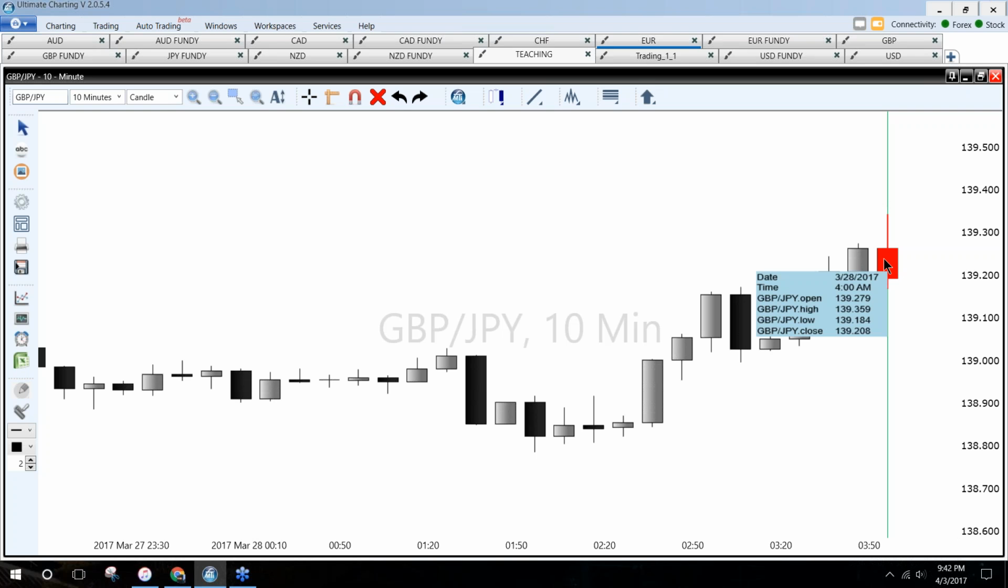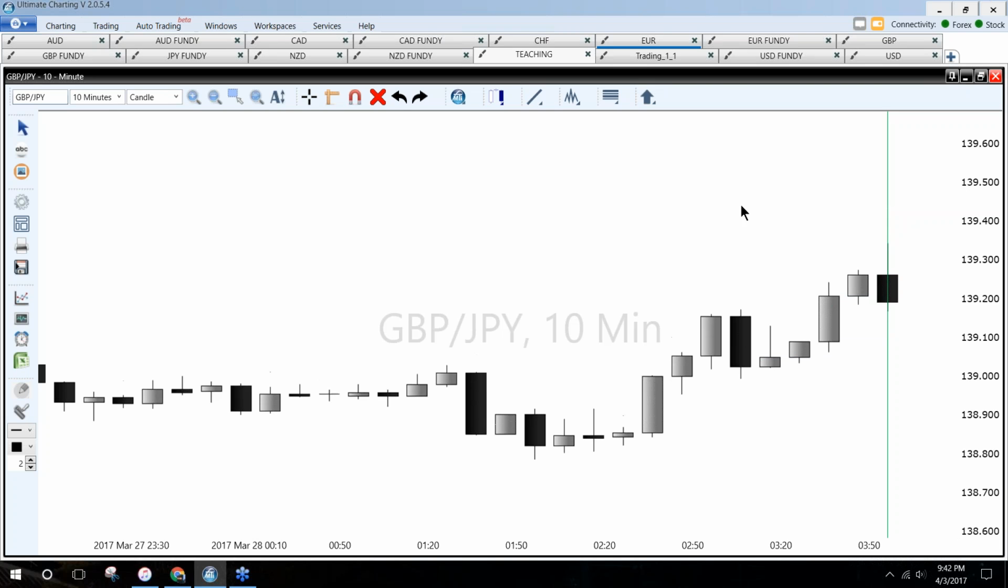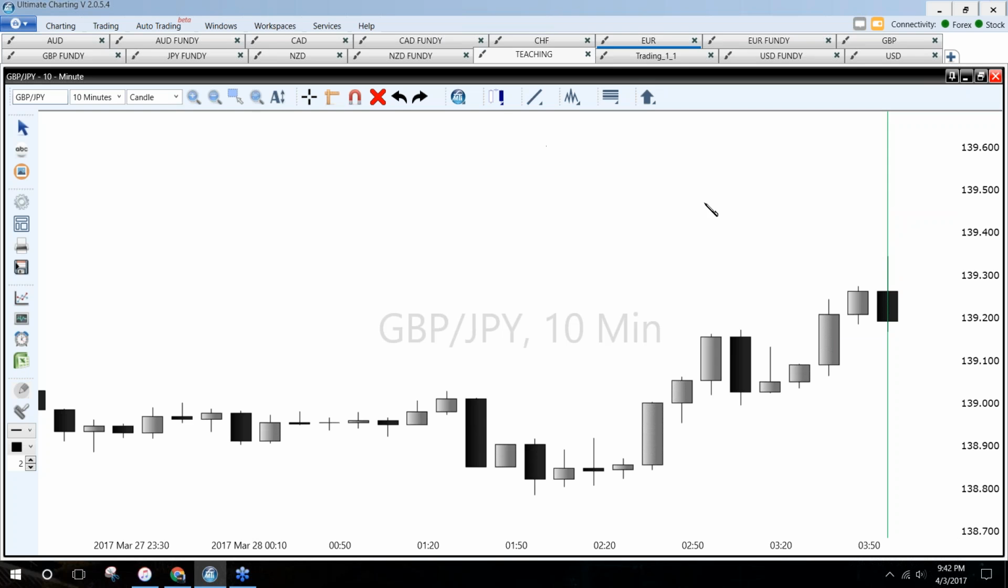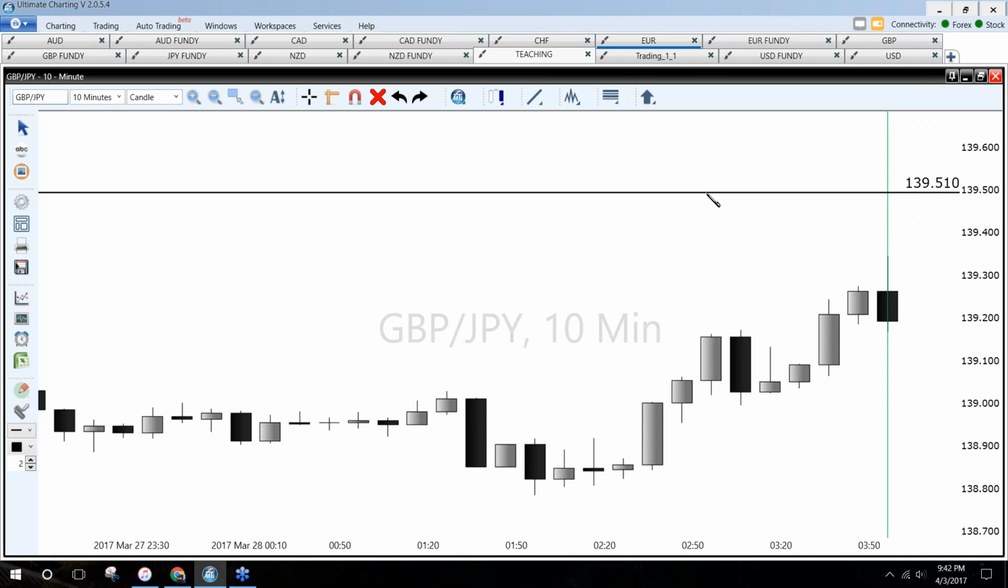Candle wick high at 139.36, and the candle wick low price at 139.18. Okay, so 36, we're going to go up to 51. Pending entry buy price, 15 pips below would put me down at 139.03.